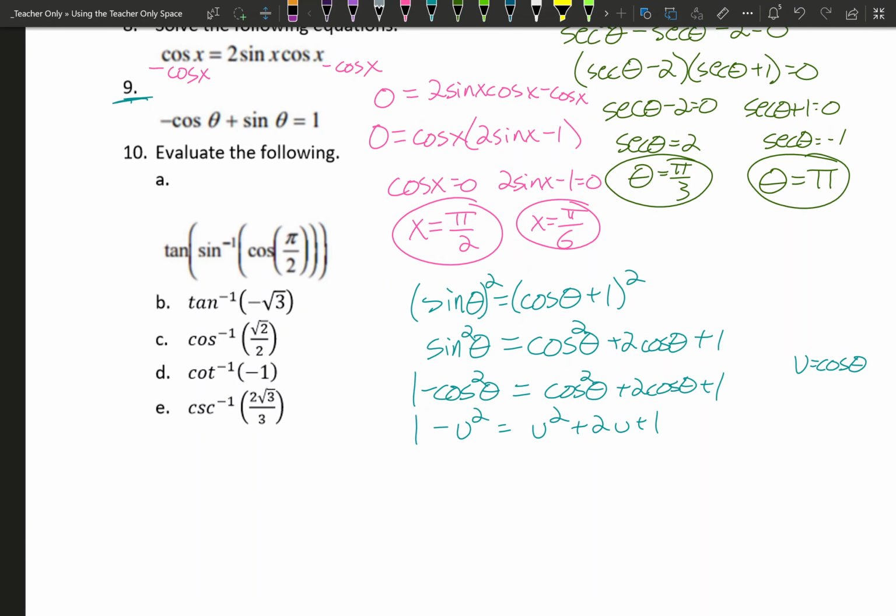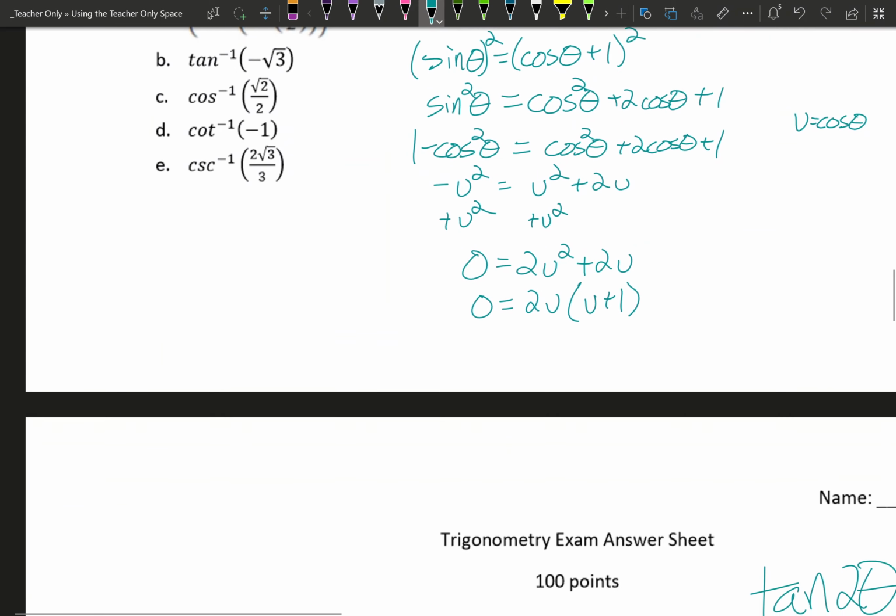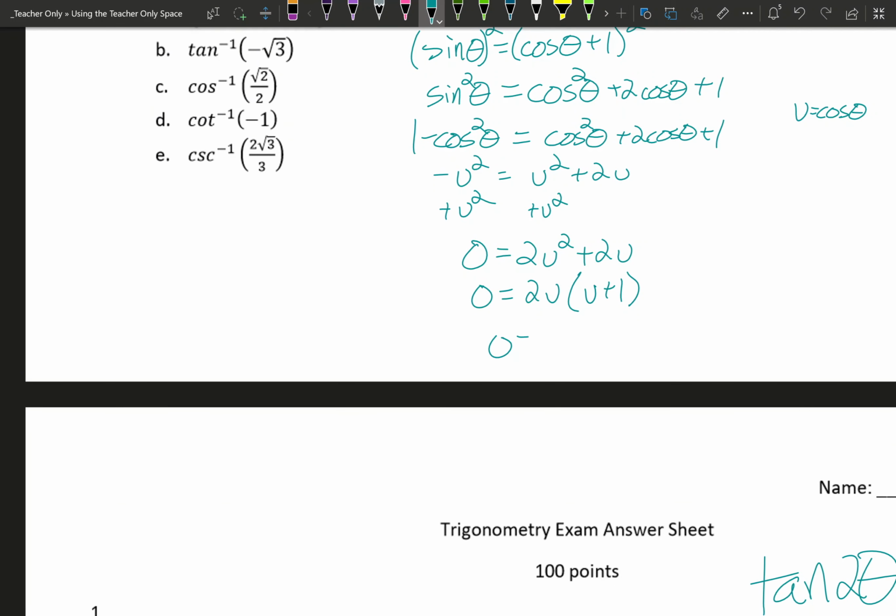We can subtract 1 from both sides. We can add u squared to both sides. So we have 0 is equal to 2u squared plus 2u. We can just factor out a 2u. We're left with u plus 1. Set each equal to 0. So u is equal to 0, or u is equal to negative 1.